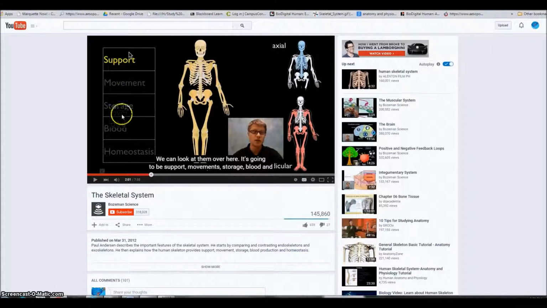Support, movement, storage, blood production, and homeostasis. So the skeletal system is alive. One of the messages that I'd like you to get is that it is living tissue, and bone is not just like the skeleton of a house, a bunch of studs. Bone is made from protein, and then that is mineralized. So it's a protein matrix that's mineralized, and it's living and it's active.